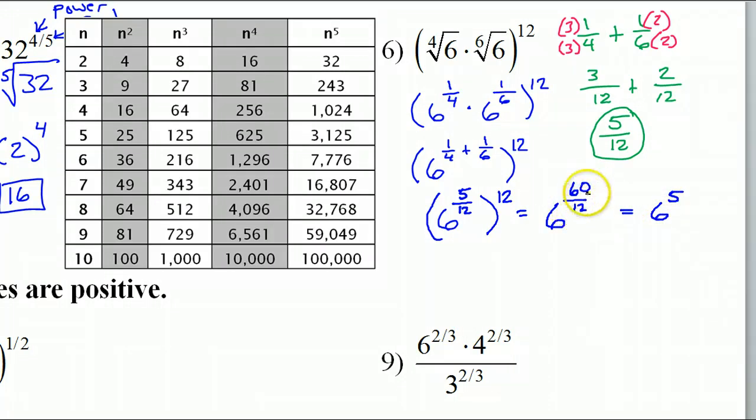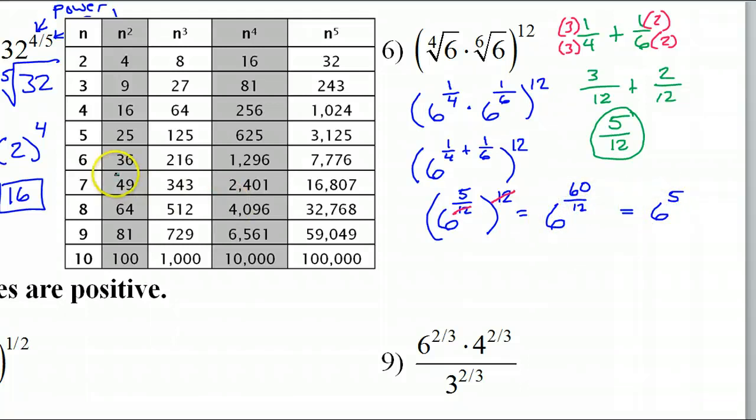Okay? But what if you didn't know that 60 divided by 12 is 5? And what if you had no calculator at all? You should still be able to do this because these 12s just cancel out. So you get 6 to the 5th power immediately. You don't really need this step.